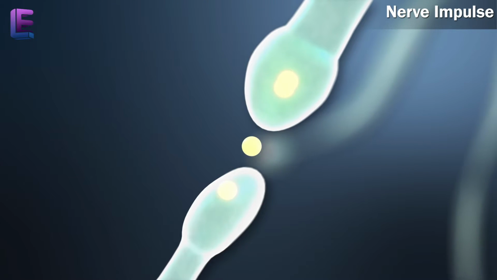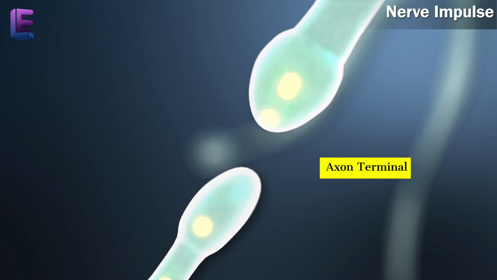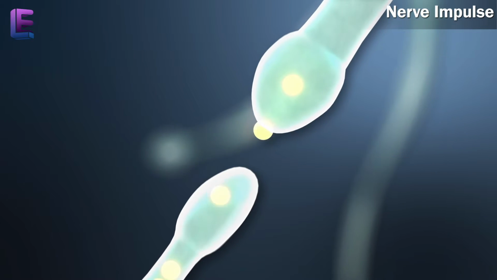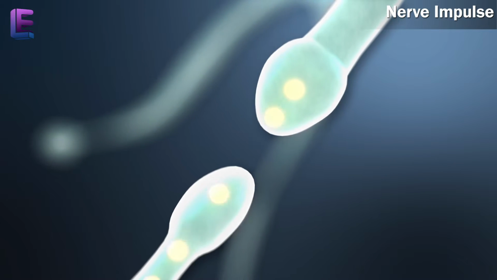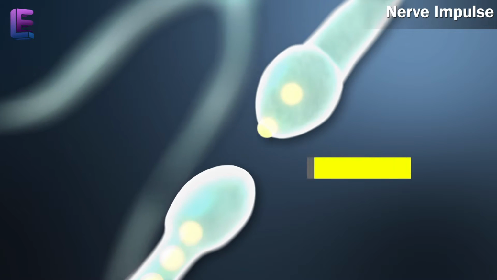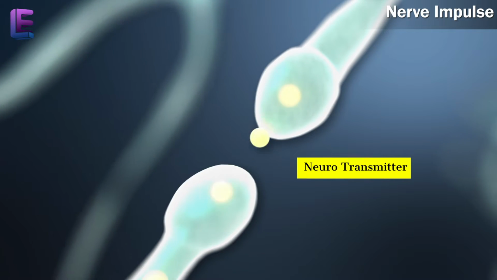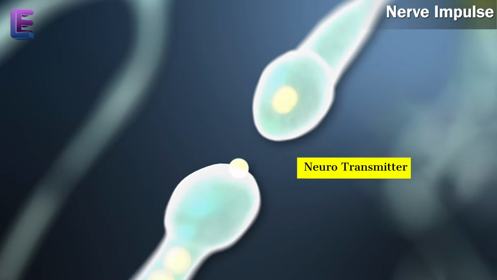The area between two neuron ends is known as axon terminal. The relation between the neural junction and transmission is that the synaptic junction between two neurons helps the transmission of impulse between them. The chemicals which help this transmission are known as neurotransmitters. Neurotransmitters carry the transmission across the synapse.